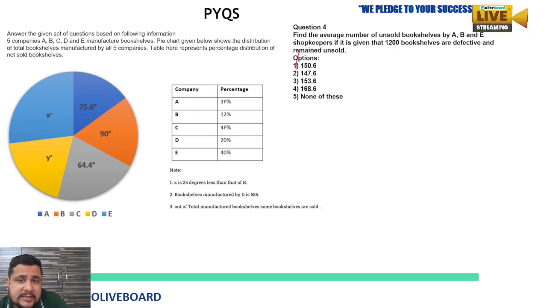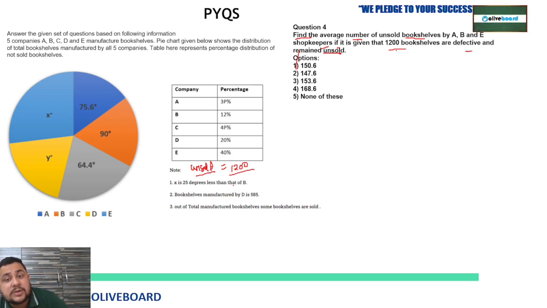In the next question, what are they asking? Find the average number of unsold bookshelves from A, B, and E shopkeepers. Average number of unsold they're asking. If it is given that 1200 bookshelves are defective and remain unsold. First of all, we must know how many total bookshelves are unsold, because for that no data is given. But here in the question itself they have given us 1200. I was talking about where no data is given in this pie chart and this table. If we talk about unsold books, no specific number of books are given which are unsold. So as per the question condition, we have to take that value, and here it is 1200.